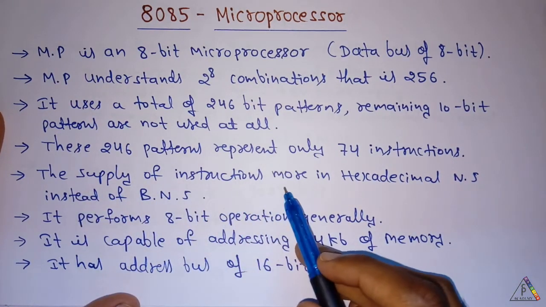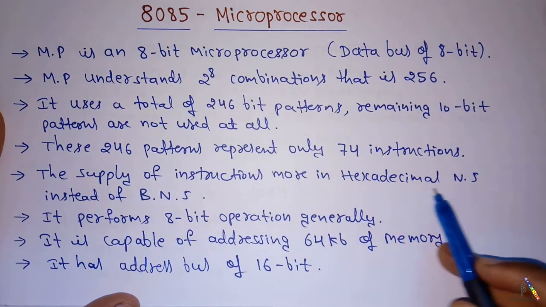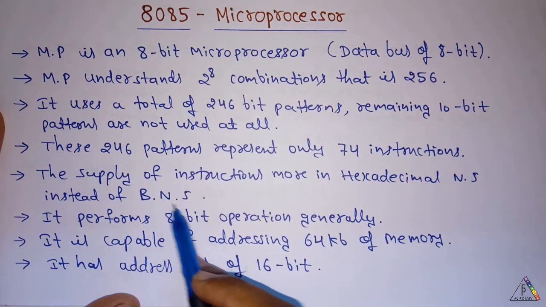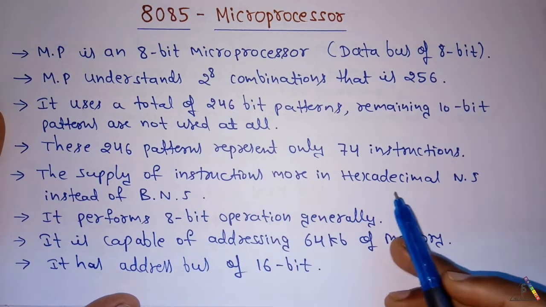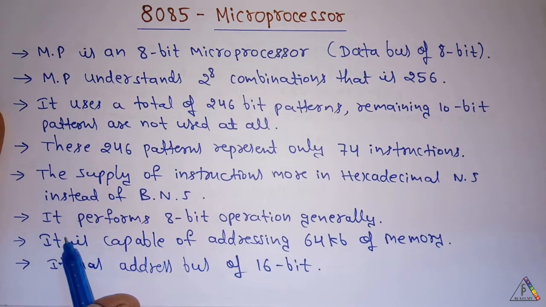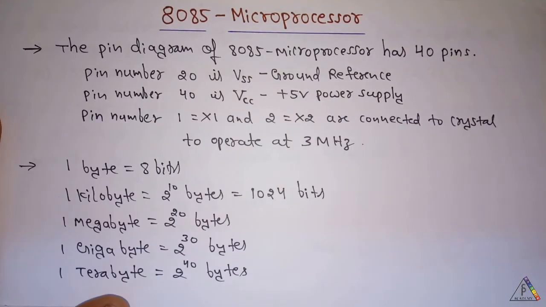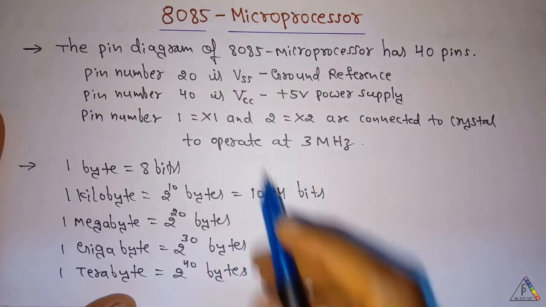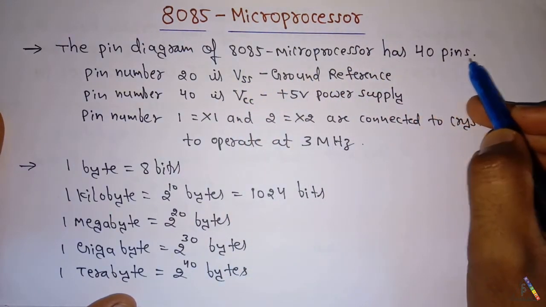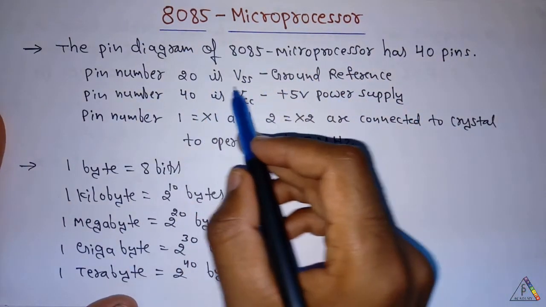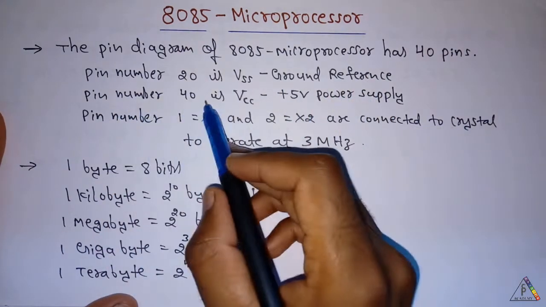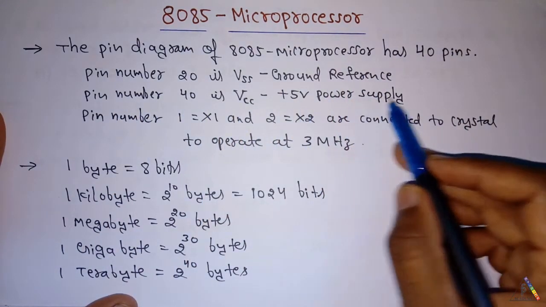The instructions are supplied more in the hexadecimal number system instead of the binary number system for easy convenience. It performs 8-bit operations generally. It is capable of addressing 64 kilobytes of memory. It has an address bus of 16 bits. The pin diagram of the 8085 microprocessor has 40 pins. Pin number 20 is a ground reference. Pin number 40 is a plus 5 volt power supply.